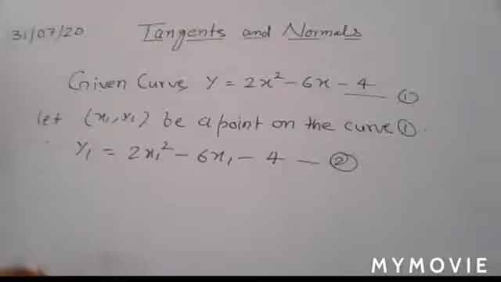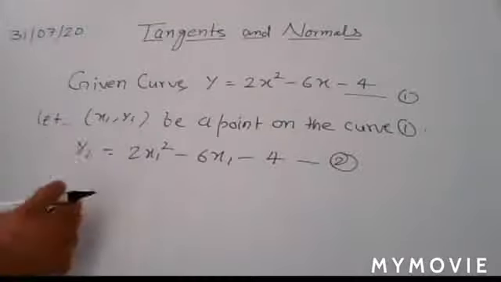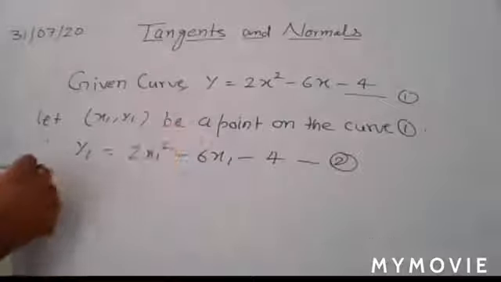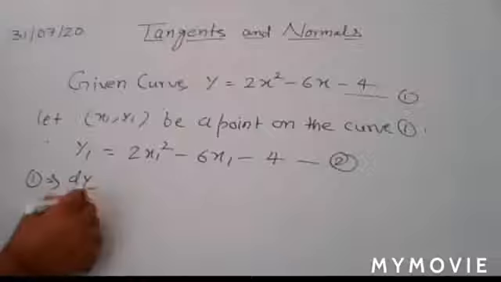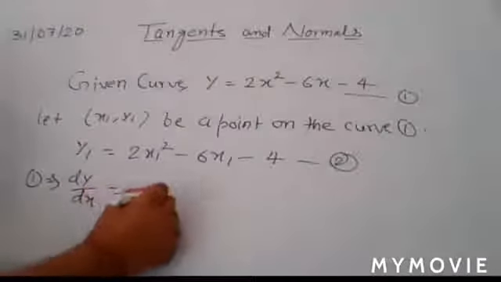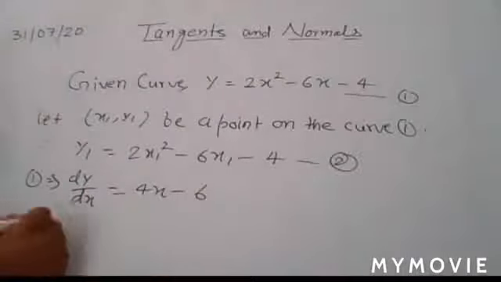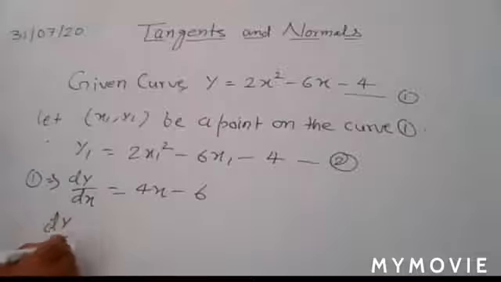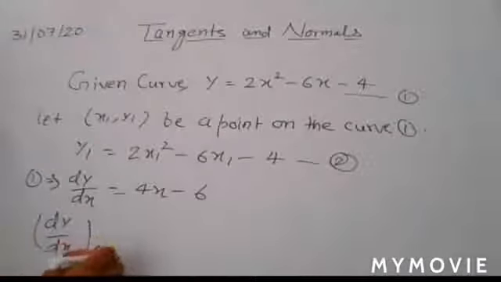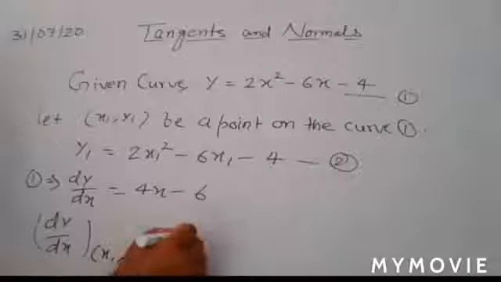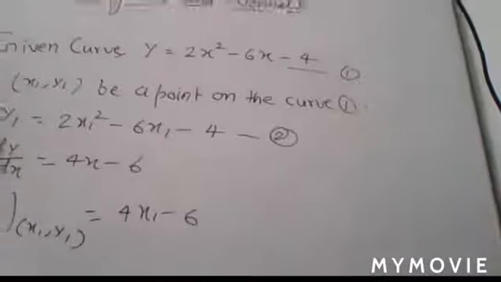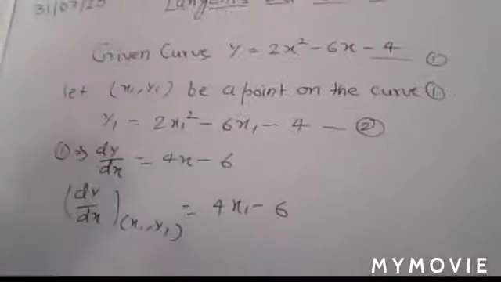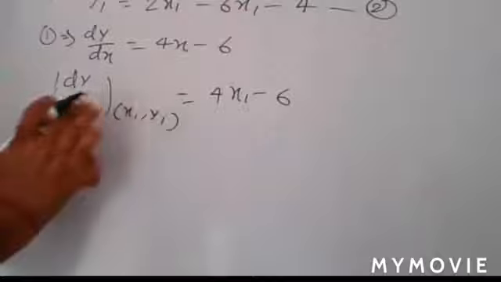Here you have to apply the same process. Then what you do? You have to find its derivative. So from 1, dy by dx is equal to 4x minus 6. Now find its derivative at the point x1, y1, which is 4x1 minus 6. Understand?